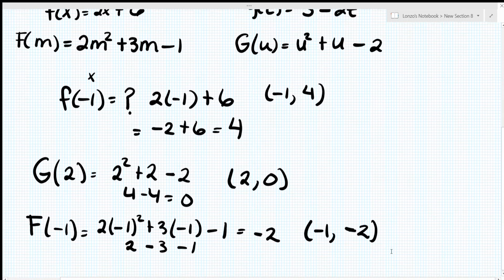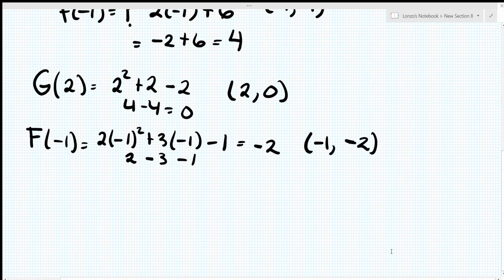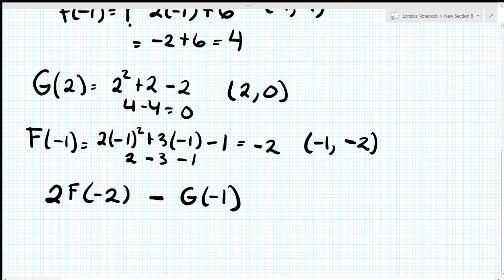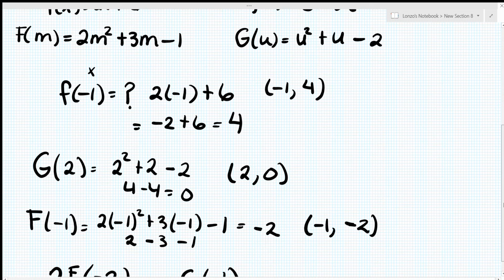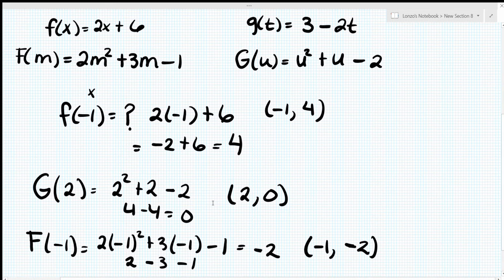And then what about this weird one? You have 2 big F of negative 2 minus G of negative 1. So let's figure out, where's my F? Here's my F. My big F is this one. And then my G is this one.